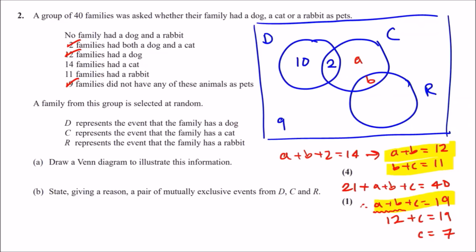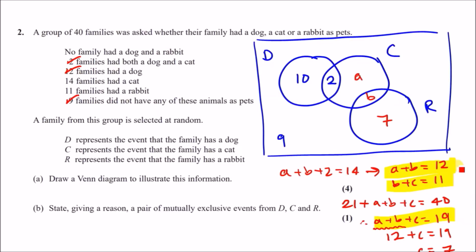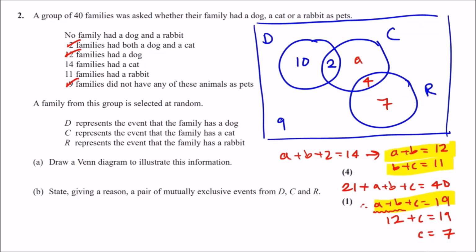Now put that over there. Now you could use the equations again, or you could just look at the information once more. So we know that the total for B plus 7, because it's rabbit, must equal 11. So therefore B should be 4, because 11 take away 7 is 4. If you want to, you could carry on using the formulas, but that's fine.